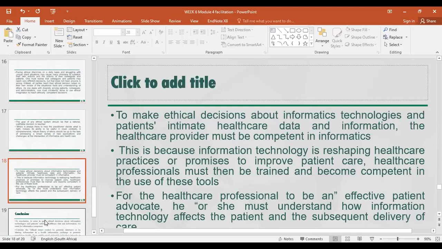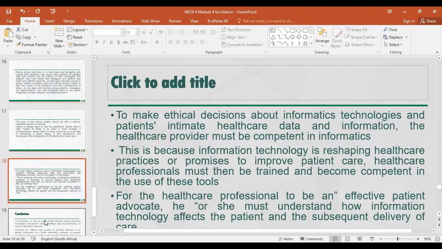And so we are gradually coming to the conclusion of Unit 2. To make ethical decisions about informatics technologies and patients' intimate healthcare data and information, the healthcare provider must be competent in informatics. This is because information technology is reshaping healthcare practices and promises to improve patient care. Healthcare professionals must then be trained and become competent themselves in the use of these tools. And what do we mean by these tools?